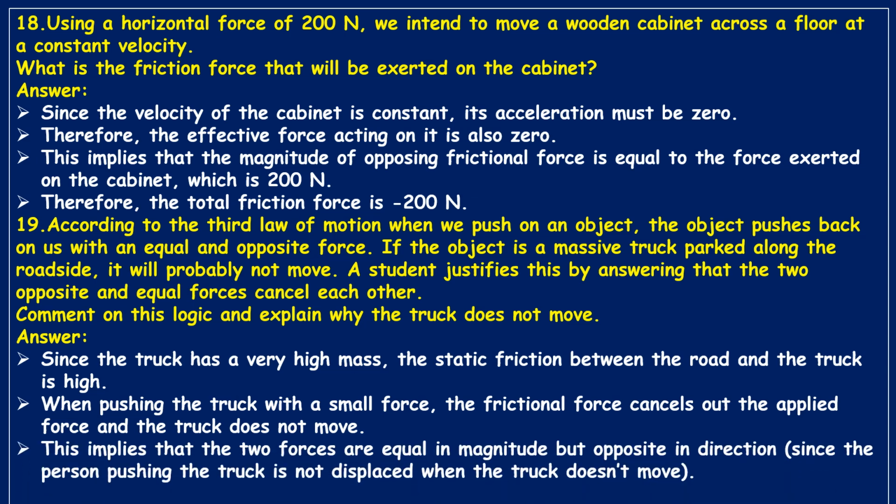This implies that the two forces are equal in magnitude but opposite in direction, right? What are the two forces? Static friction and the applied force, and these two are equal. The person pushing the truck is not displaced when the truck does not move. This is the answer for this question. Therefore, the student's logic is correct. He exactly guessed it. Let's move on to the next question.